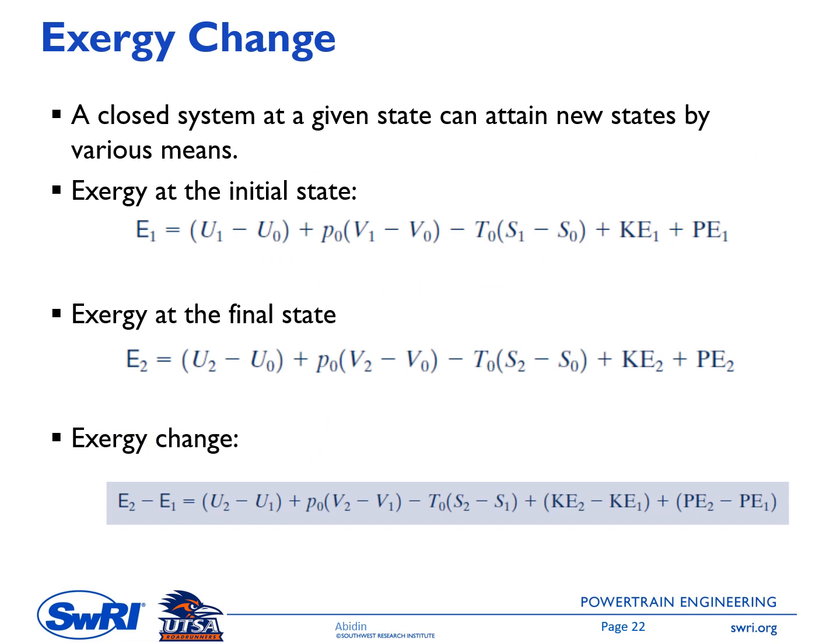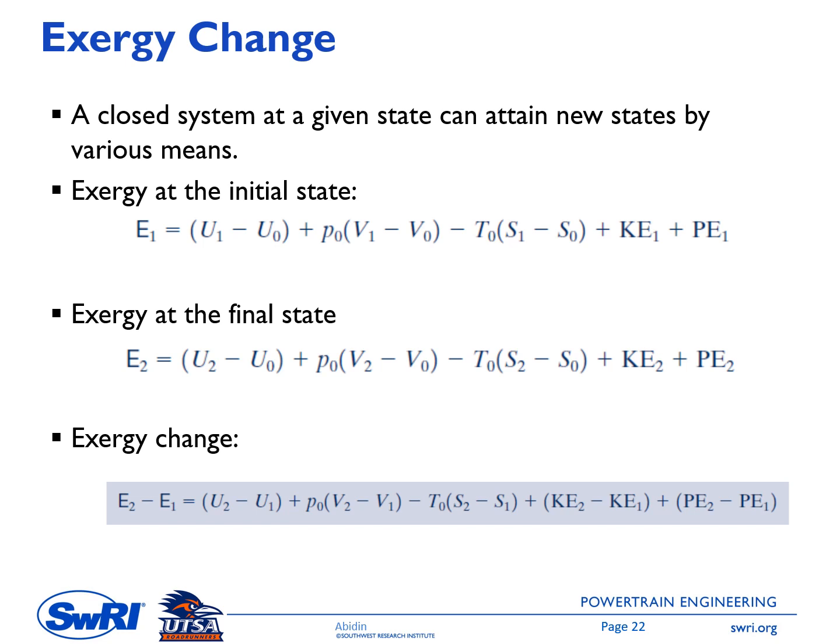The next subtopic is Exergy Change. In this case, the system is still a closed system, so it means there is no transfer of mass across the boundary. A closed system at a given state can attain new states by various means. One of the easiest ways here is by transfer of energy, which can be in terms of work or heat transfer. So the closed system can change from one state to the other state.